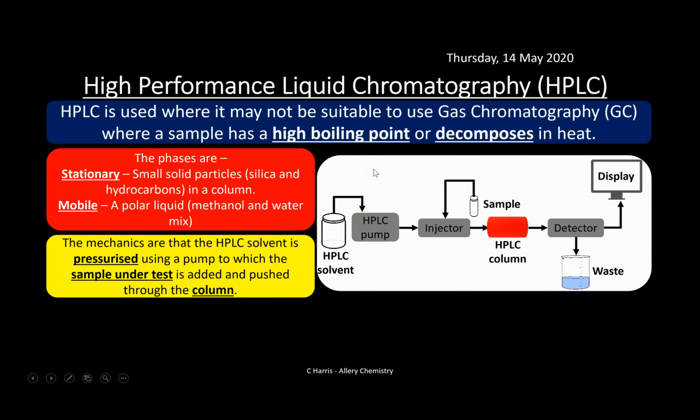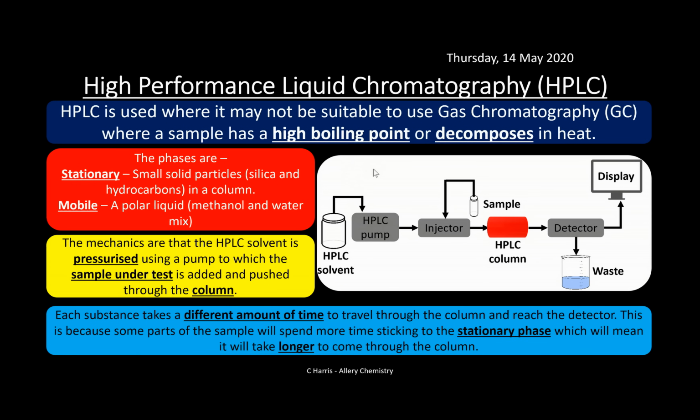so we can identify it. Each substance, just like with GC, takes a different amount of time to travel through the column and reach the detector. This is because some parts will spend more time in the stationary phase, some will spend more time in the mobile phase. If you spend more time in the mobile phase, you come out of the machine much quicker, and so the retention time is lower. It's not retained in the machine as long. Whereas if it's stuck on the stationary phase for longer, the retention time will be higher, so it'll take longer to come through.